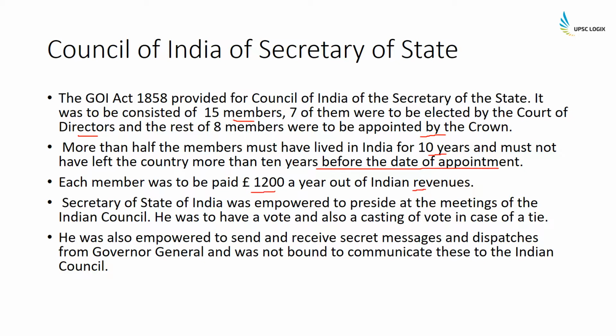And it is said that the Secretary of State for India was empowered to preside over the meetings of the Indian Council, and he had a vote. He also had a casting vote in case of a tie. The Secretary of State was also empowered to send and receive secret messages and dispatches from the Governor General, and was not bound to communicate these to the Indian Council.